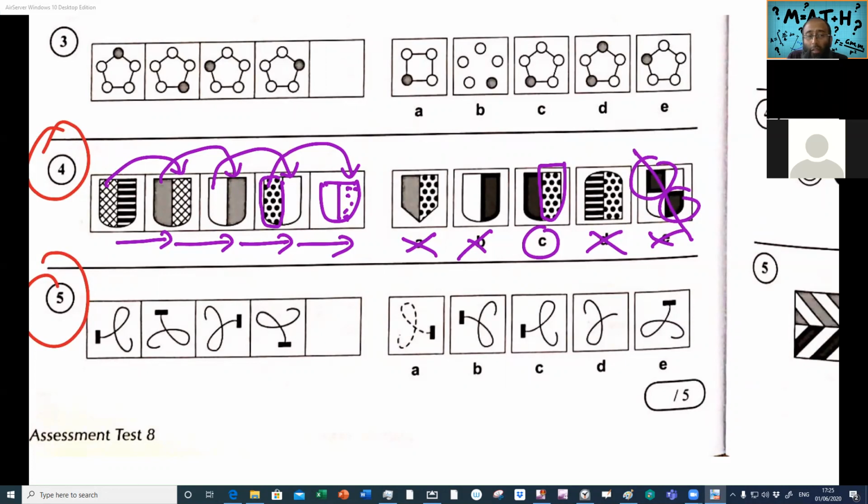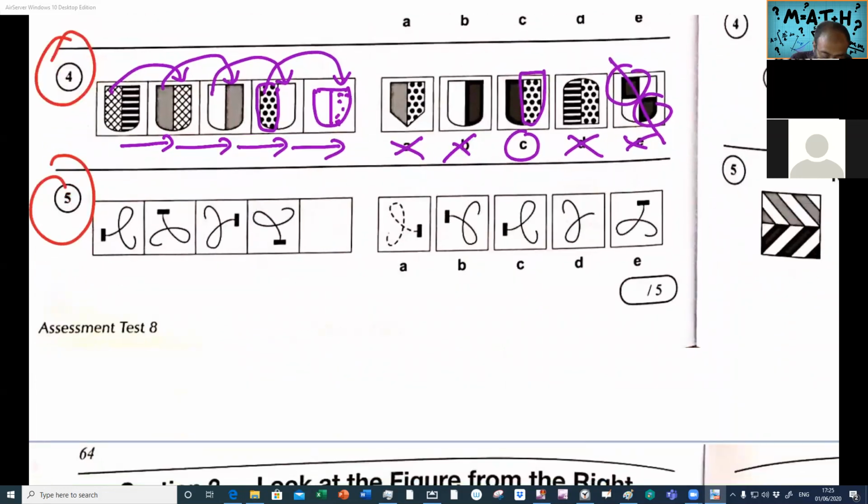Okay, did you catch that, Aisha? Did you catch that? Yeah. Good. Okay. Question number 5 now.